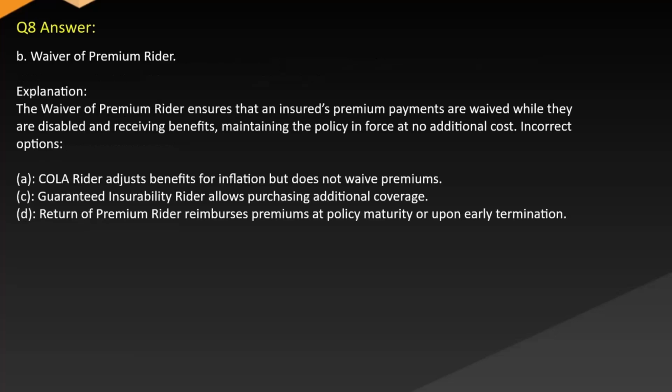Answer. B. Waiver of premium rider. Explanation. The waiver of premium rider ensures that an insured's premium payments are waived while they are disabled and receiving benefits, maintaining the policy in force at no additional cost. Incorrect options.